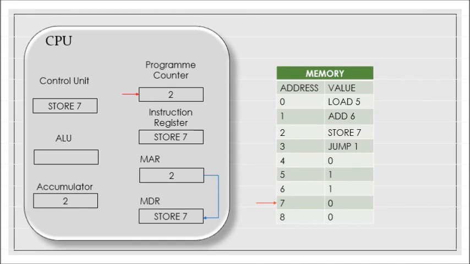The address from the current instruction is loaded into the memory address register. The content of the address is loaded into the memory data register. This instruction is moved to the instruction register and the program counter will increment as usual. Now we decode the instruction, which is to store the value in the accumulator back into memory address 7.